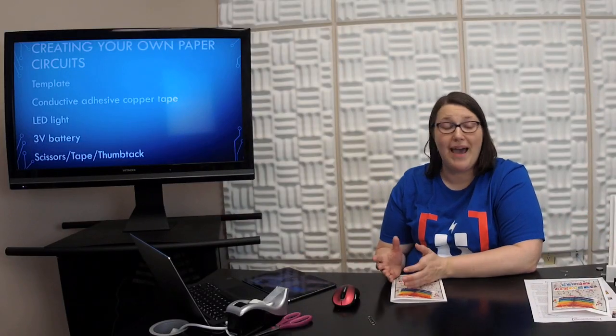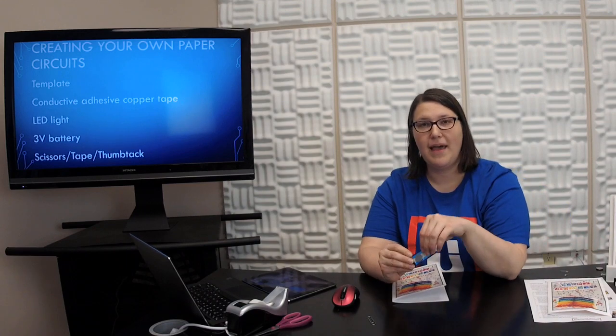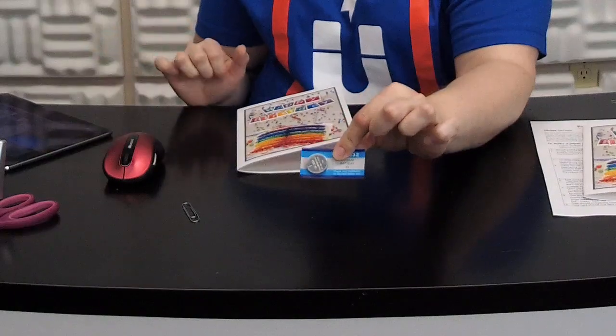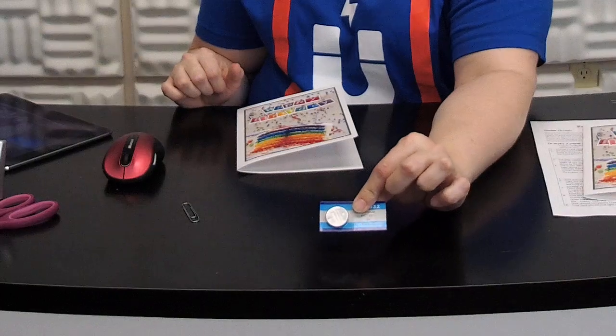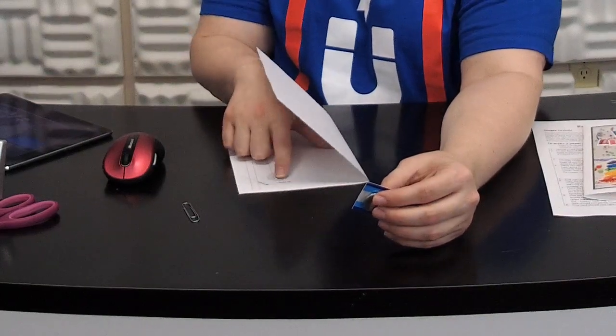Okay. The next material you're going to need is a battery. For paper circuits, I like to use the flat lithium batteries that are 3 volts. Again, here's a picture of one. They're just coin batteries, and these are great because they don't take up too much bulk on the back of your card.